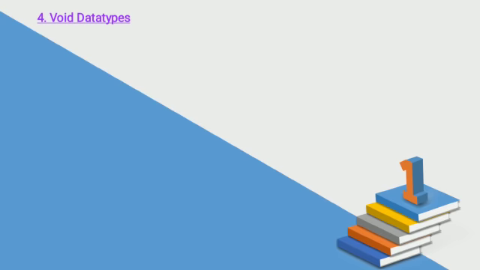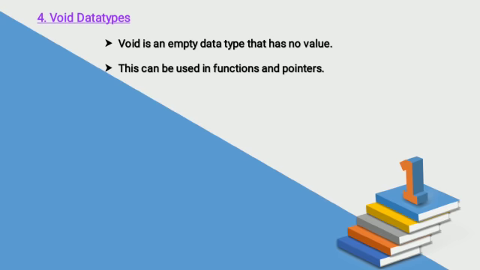Last one is void data types. So void is a keyword or an empty data type that has no value, it does not return any value. This can be used in functions and pointers.